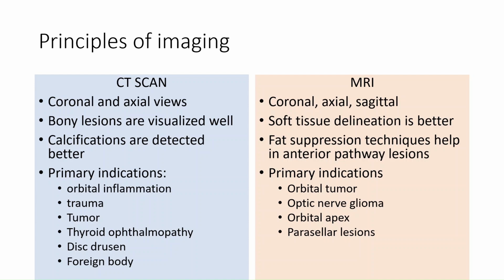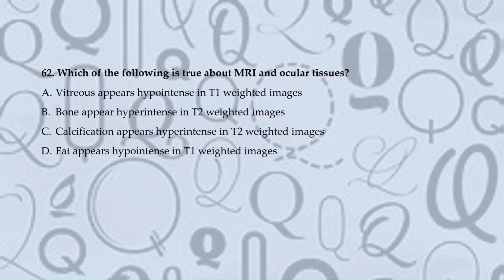So the main indications are for orbital tumors, optic nerve gliomas, orbital apex and parasellar lesions. Let's take a question here. Which of the following is true about MRI and ocular tissues? We see a lot of T1 and T2 in the questions here. So what is T1, what is T2?